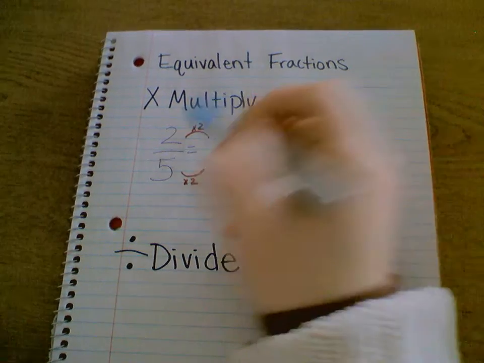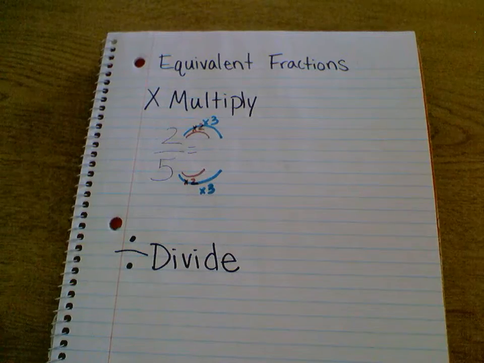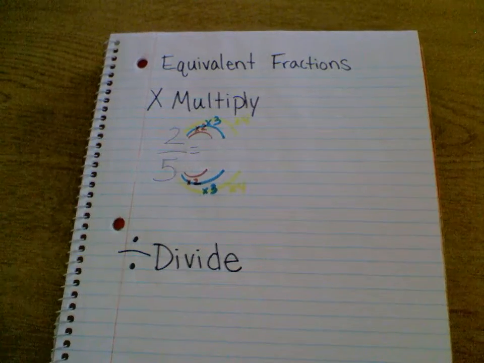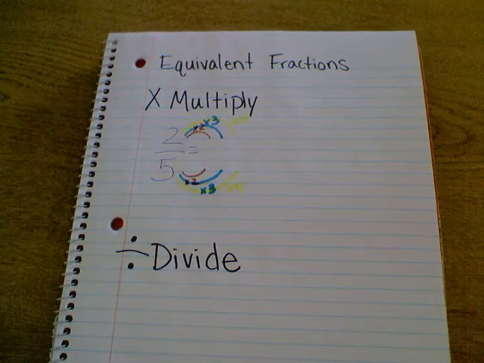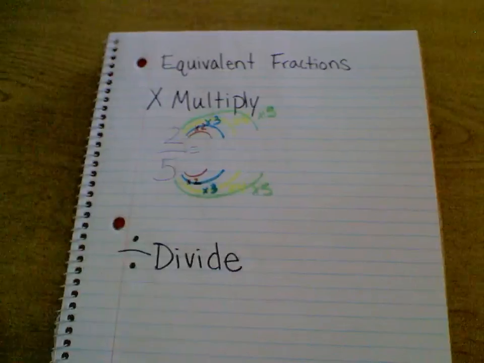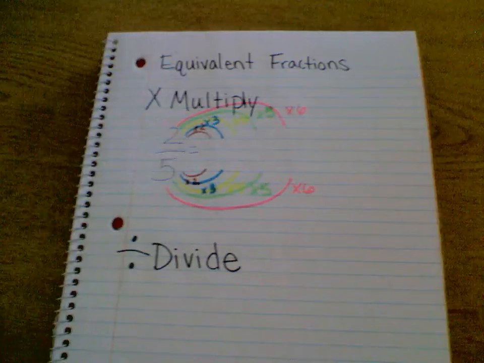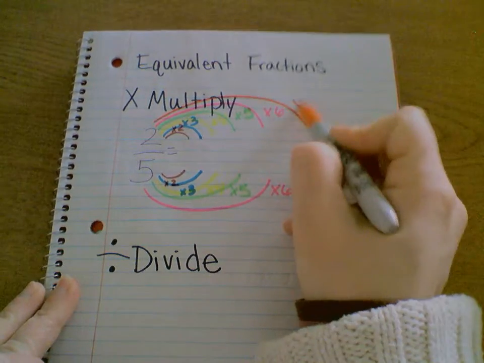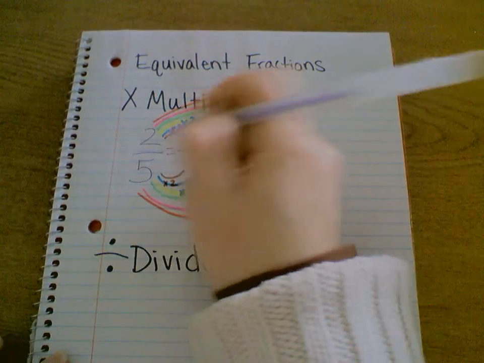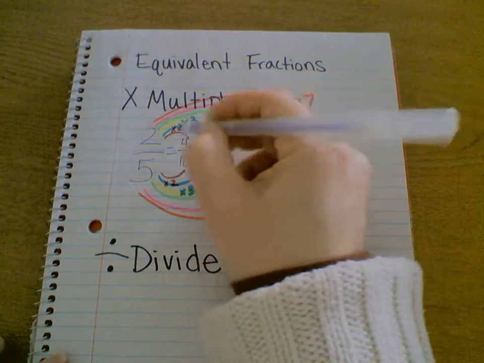I can multiply by 3. I can multiply by 4. Multiply by 5. Multiply by 6. And multiply by 7. And then I'll have 6 wonderful fractions that are equivalent. So multiply by 2, I would get 4/10. Multiply by 3, I would get 6/15.